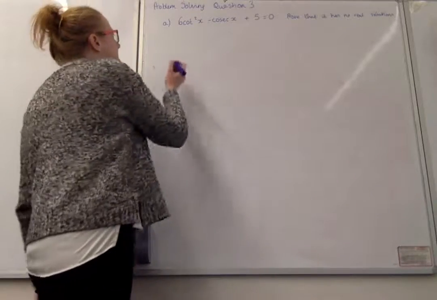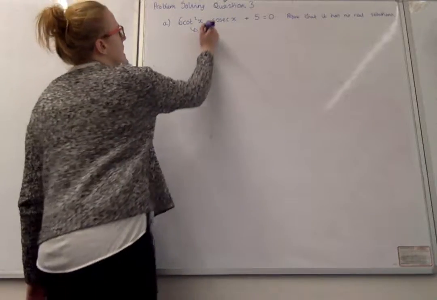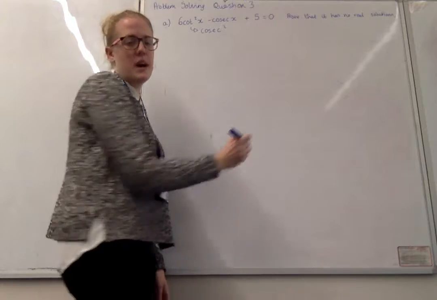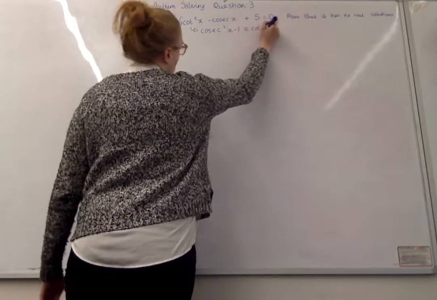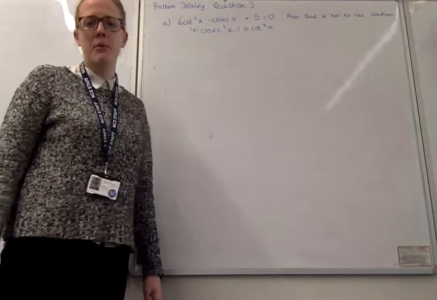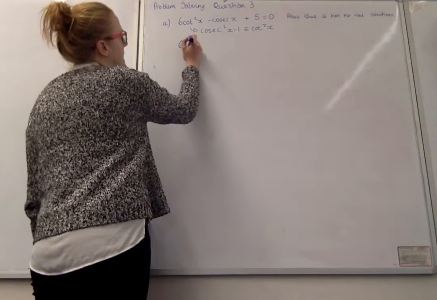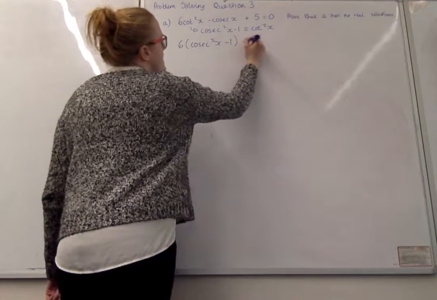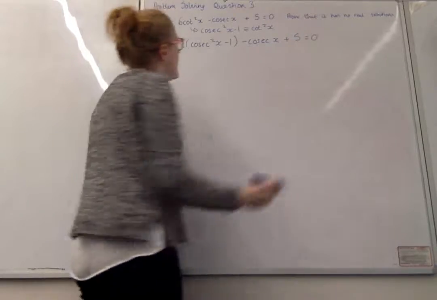So this is going to lead me on to using one of the identities that we proved in the lessons, which is that cosec squared x take away 1 is the same as cot squared x. Okay, you can look at proving that yourself, but it's one of the more common ones that comes up. And once we've got that, we can simply substitute it in, and we get 6 cosec squared x take away 1 take away cosec x plus 5 equals 0.